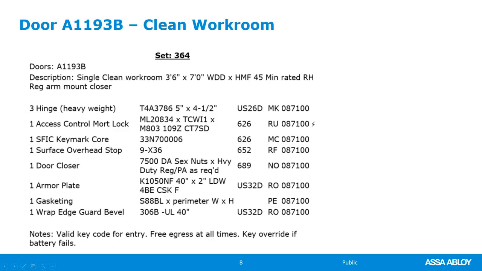And this number here is the hardware set. The hardware section 087100 is the CSI 3-part specification section. In this case, all of these items are being supplied and furnished in the hardware package. Anytime you see a lightning bolt, that means it's an electrified product. And anytime that we have an electrified product, we need some kind of operations narrative. This one's very sweet and simple. Let's take a look at what the opening actually looks like and how it functions.